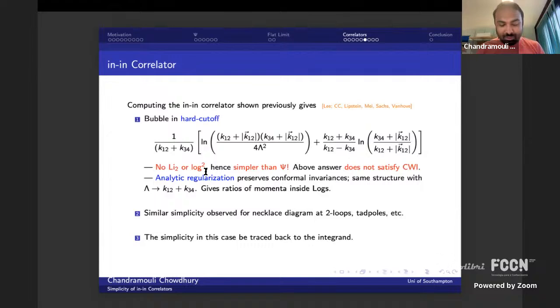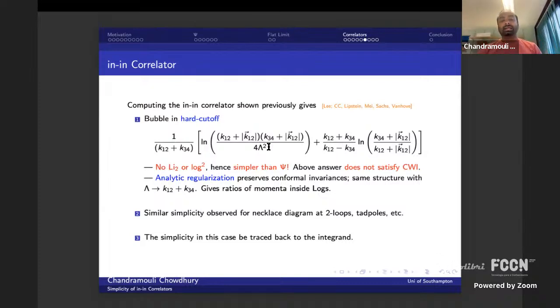Now, one complaint about evaluating these things with a hard cutoff is that this answer does not satisfy conformal Ward identities, but you can get around that by working in a different regularization scheme. You can work with a regularization scheme that preserves conformal invariance, but it doesn't change the form of the answer. It just replaces lambda, if you like, with k12 plus k34. And it essentially gives you ratios of momenta inside the log.